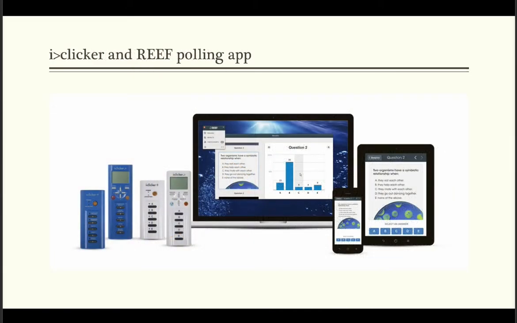The other thing we're going to be doing, and this is for your daily grade, is taking some quizzes and polls in class, and you can do this one of two ways. You can use the iClicker. Some of you, especially if you've had a chemistry course, perhaps bought an iClicker. You can also use Reef Polling. This is available on your computer, a laptop, a tablet, or a smartphone.